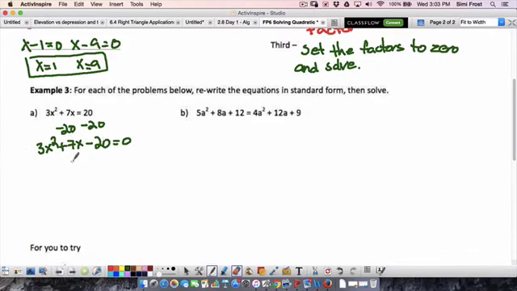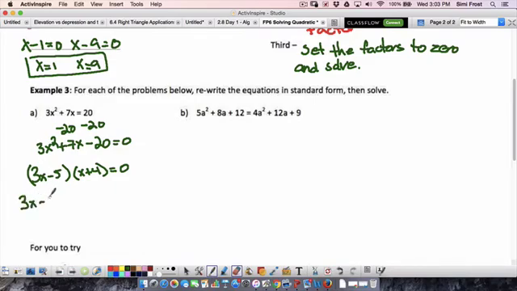But once it's factored, you get 3x minus 5 and x plus 4 equals 0. And let's just double check that. 3x times x is 3x squared. Negative 5x plus 12x would give us a positive 7x, and then negative 5 times 4 is negative 20. Okay, so now I just need to set both of these to 0.